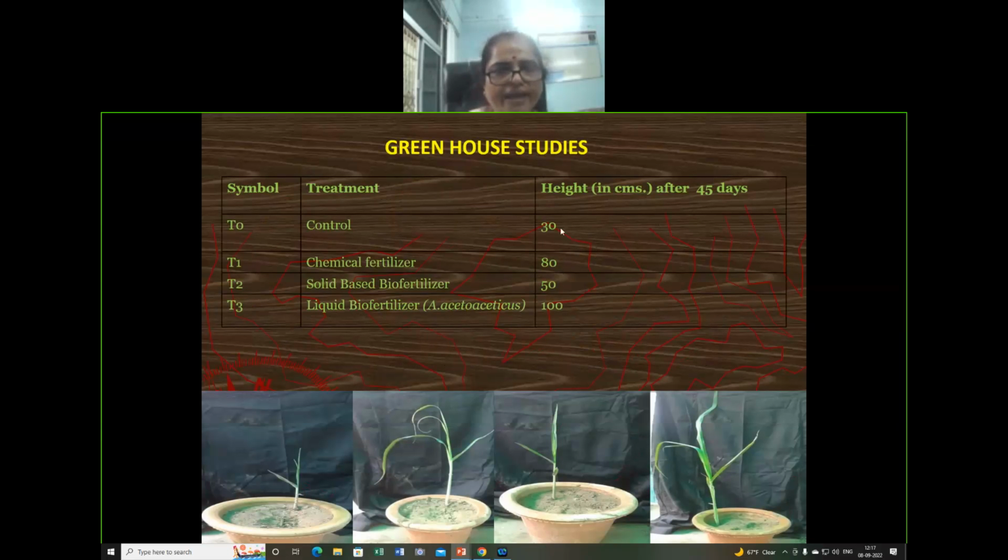You will wonder why madam is already emphasizing on use of biofertilizer or solid biofertilizer, when the use of chemical fertilizer gave height of 80 centimeters, as against use of solid biofertilizer, which is only 50 centimeters. As I have already told you, it is not at all rocket science. It depends on a variety of factors, depending on soil fertility, physical, chemical, biological, all factors come together and they give us the result.